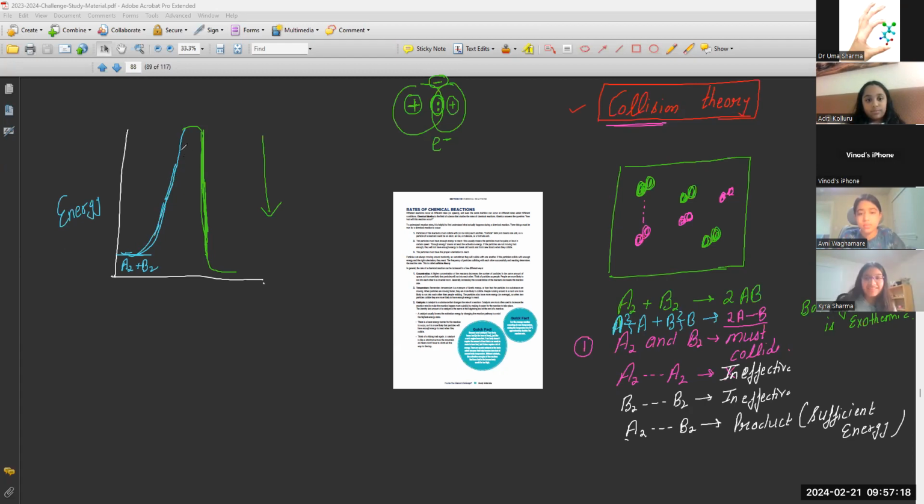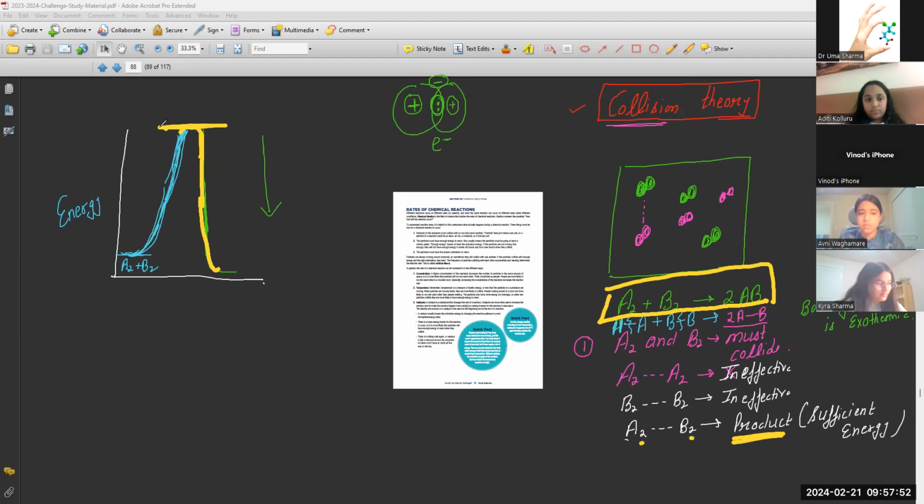These girls are going to help you. Just start asking questions, okay? This is the bond breaking. Bond breaking is endothermic, energy needed. And this is bond formation. Bond formation is exothermic. So in this reaction, Kyra, during collision of A2 with B2 to give you the product, minimum this much amount of energy is needed.